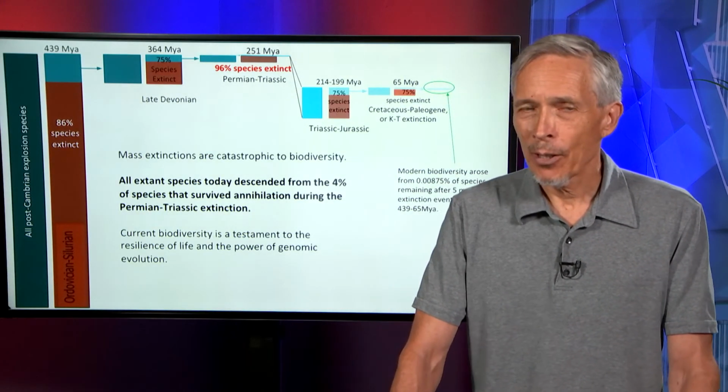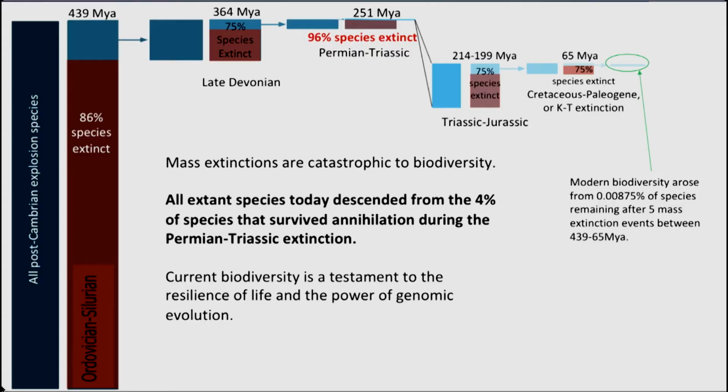It's an ironic situation that mass extinctions in and of themselves are catastrophic to biodiversity because a large fraction of the species go extinct. However, the good news is that the possibility for new and innovative forms of life accelerates. So ironically, some of the greatest leaps forward in biological diversity occur after a mass extinction event. The current biodiversity on the planet is that all existing species descended from the 4% of the large species that survived the annihilation during the Permian-Triassic extinction. The current biodiversity of the planet is a testament to the resilience of life and the power of genomic evolution.